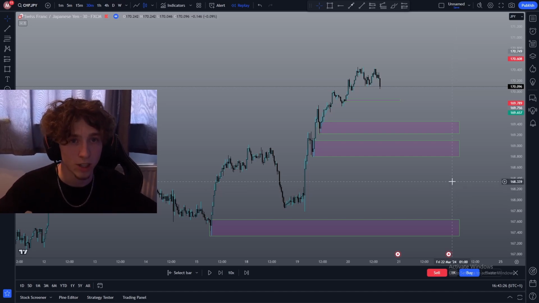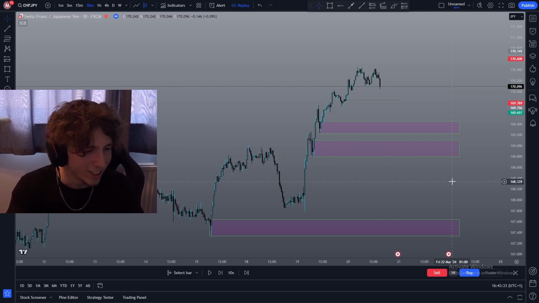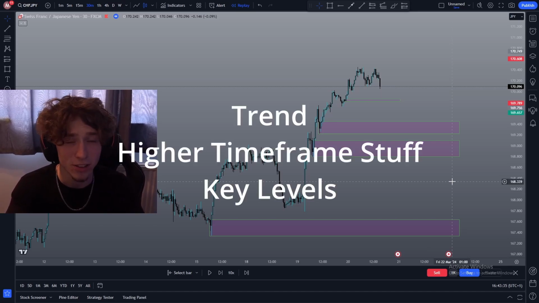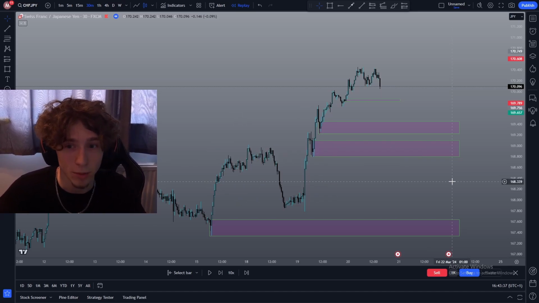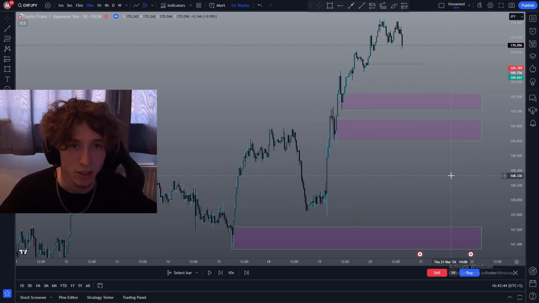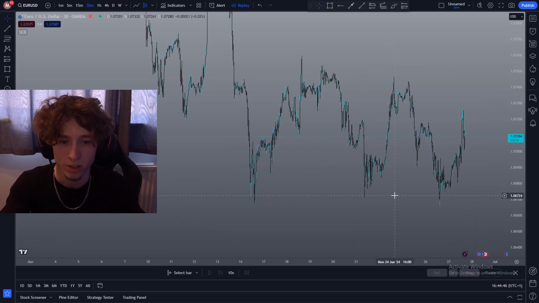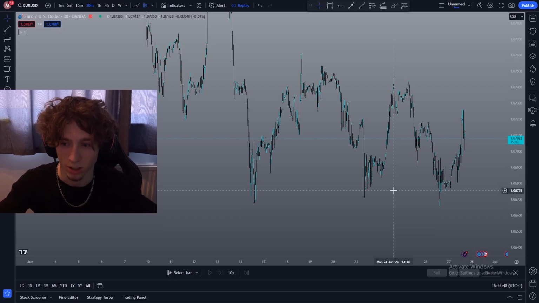Hopefully I didn't waffle too much, because now we're about to talk about, yes, I have this noted down, trend, higher time frame stuff, and key levels. I'm probably going to waffle a little bit about this because I don't know how to fit them into separate pieces, but it's going to be some important stuff, so trust. The reason I'm going to put these all into one is because I can talk about them all at once.